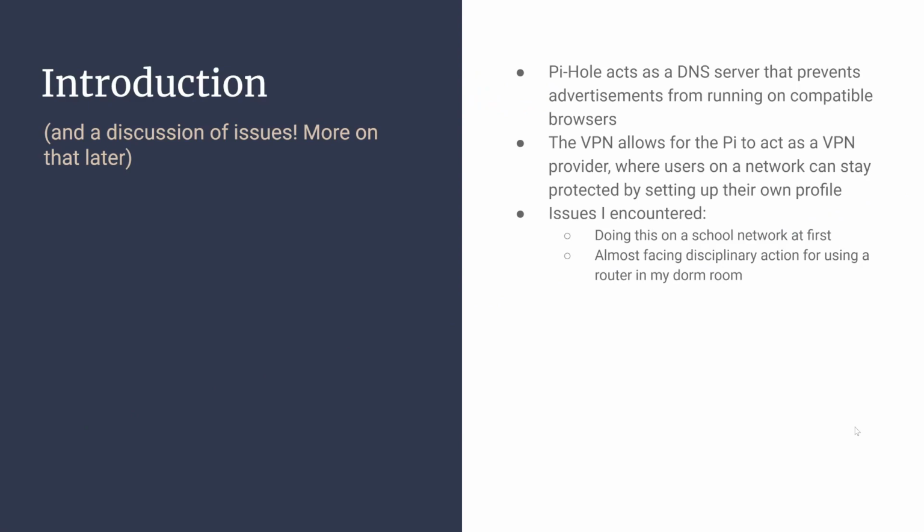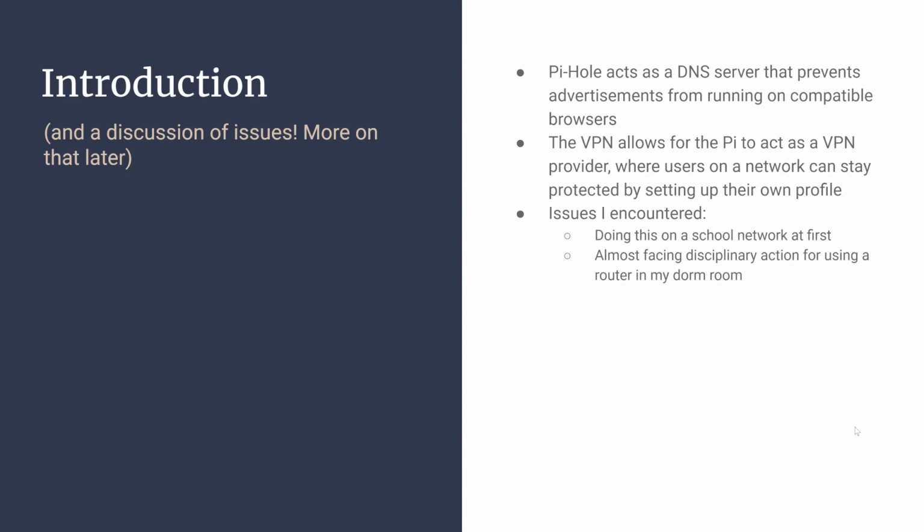Alright, so an introduction discussing the general actions behind the Pi-hole and the VPN. The Pi-hole acts as a DNS server that prevents advertisements from running on compatible browsers, and the VPN allows for the Pi to act as a VPN provider where users on a network can stay protected by setting up their own profile.